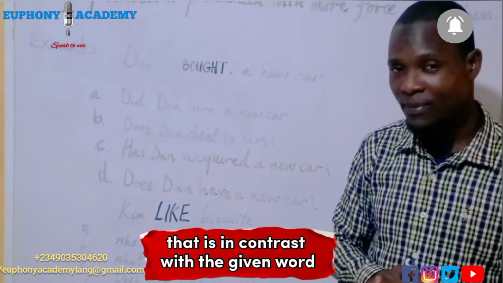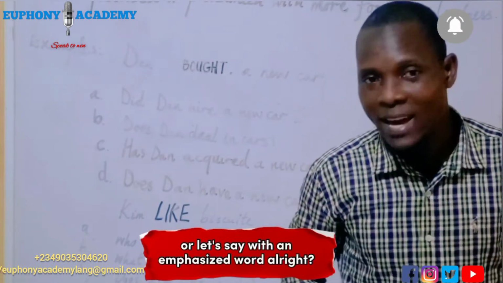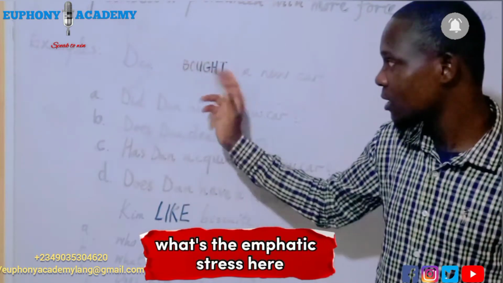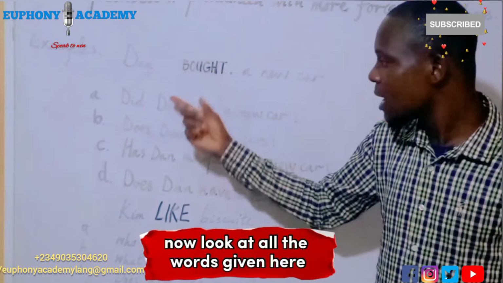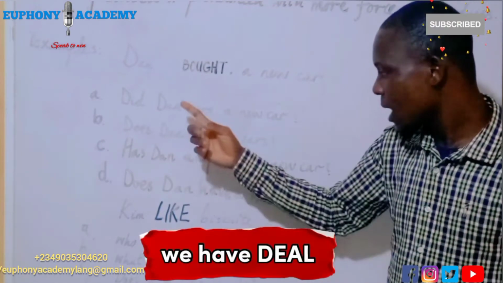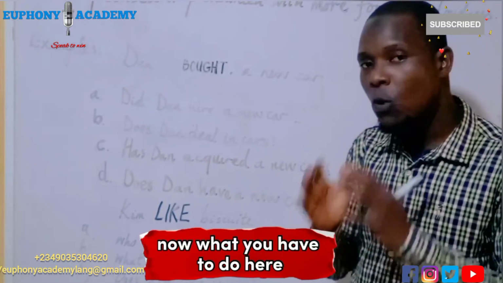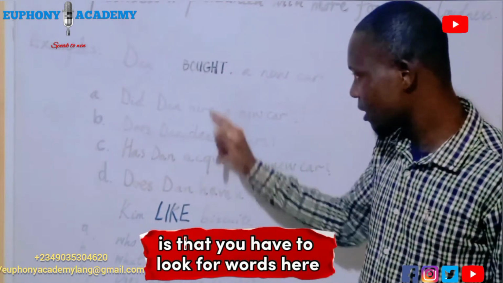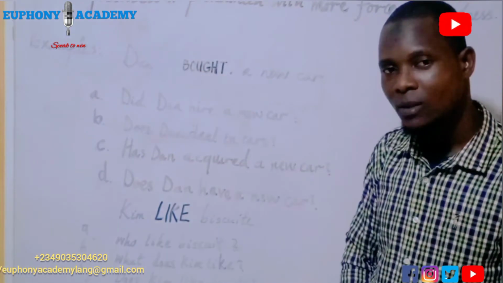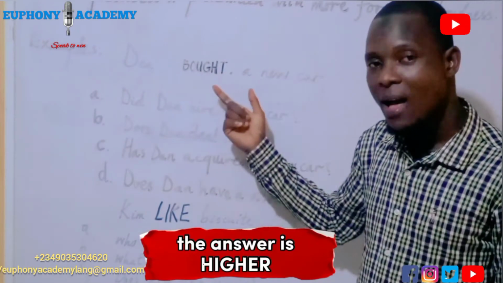And the other thing you can also do is look for a word that is in contrast with a given word, with a main word, or let's say with an emphasized word. All right, so what's the emphasized word here? What's the emphatic stress here? We're looking at the word bought, right? Now, look at all the words given here. We have hire, we have deal, we have acquired, and also we have have. Now what you have to do here is look for the word that is in contrast with bought. So can you tell me the word that's in contrast with bought here? Alright, the answer is hire.